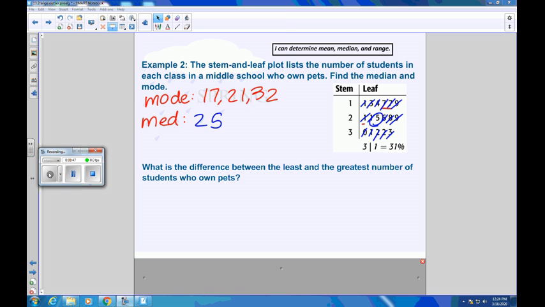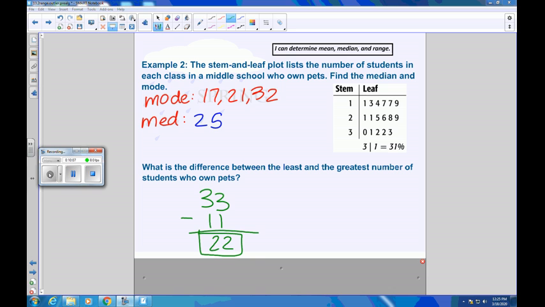Then it says, what is the difference between the least and greatest number of students? So that is the range. So if I look at my data, I see that the highest number is 33, the lowest number is 11, which means my range is 22.